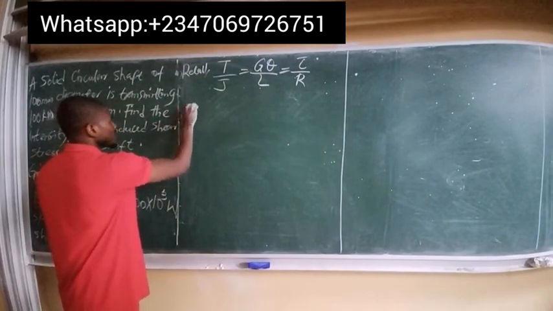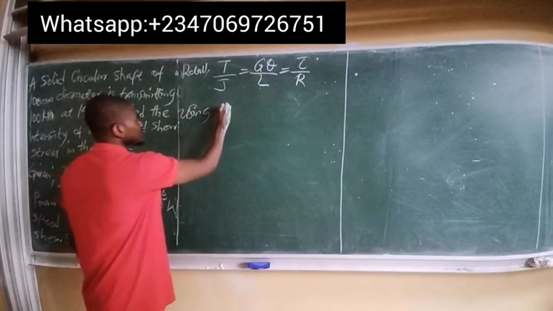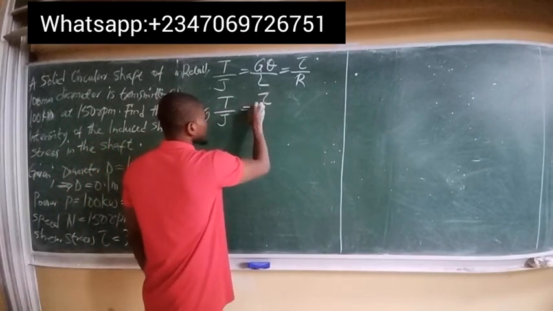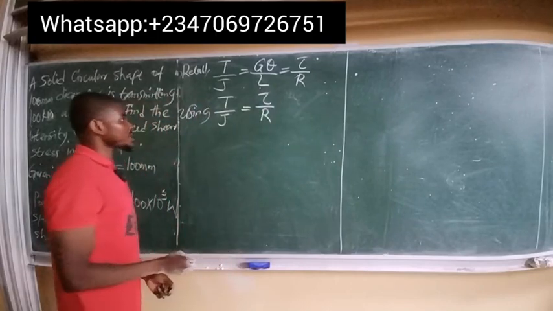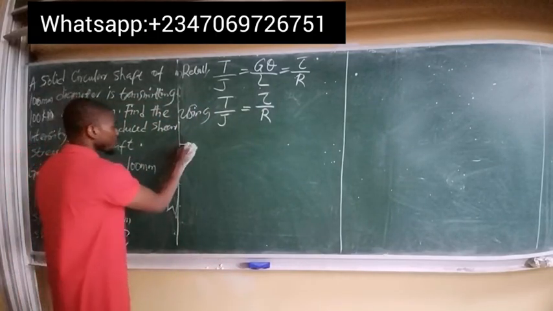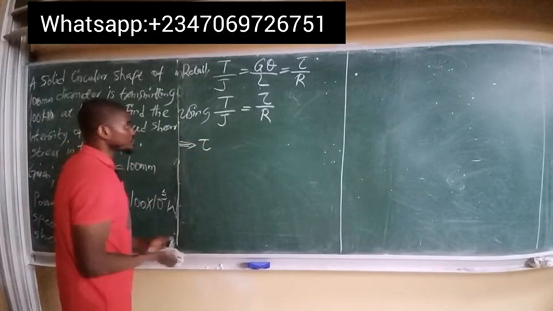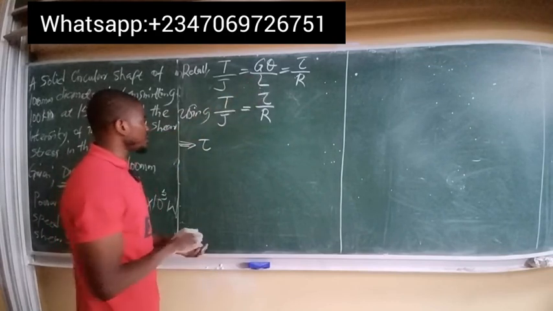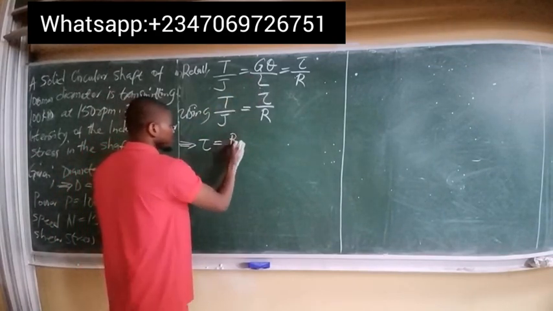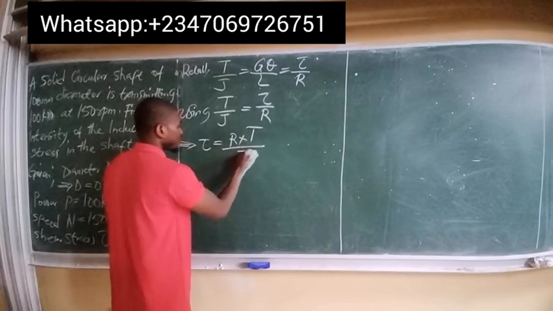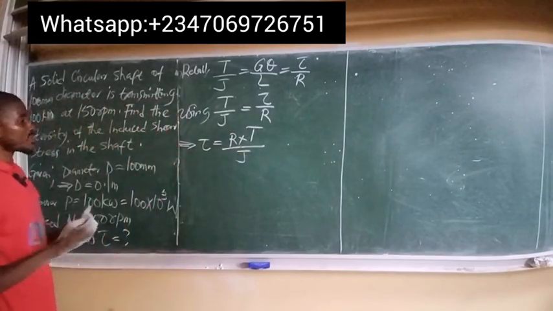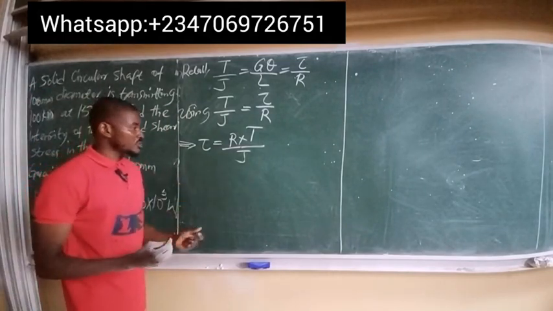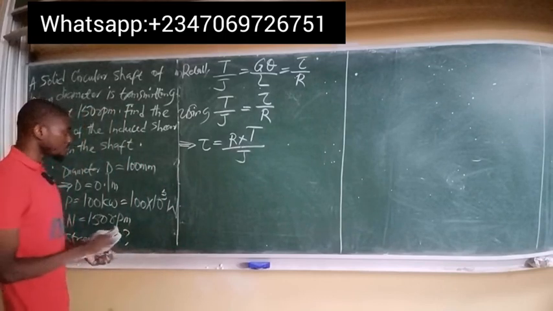So using T all over J equals shear stress all over R, and the question is asking us to find shear stress, which means we can make shear stress the subject. If I cross multiply here, radius multiplied by the torque will give me the value for the shear stress, and shear stress is simply radius times torque all over J. Okay, so what then is the radius, what then is the torque, and what then is J, the second polar moment of inertia?